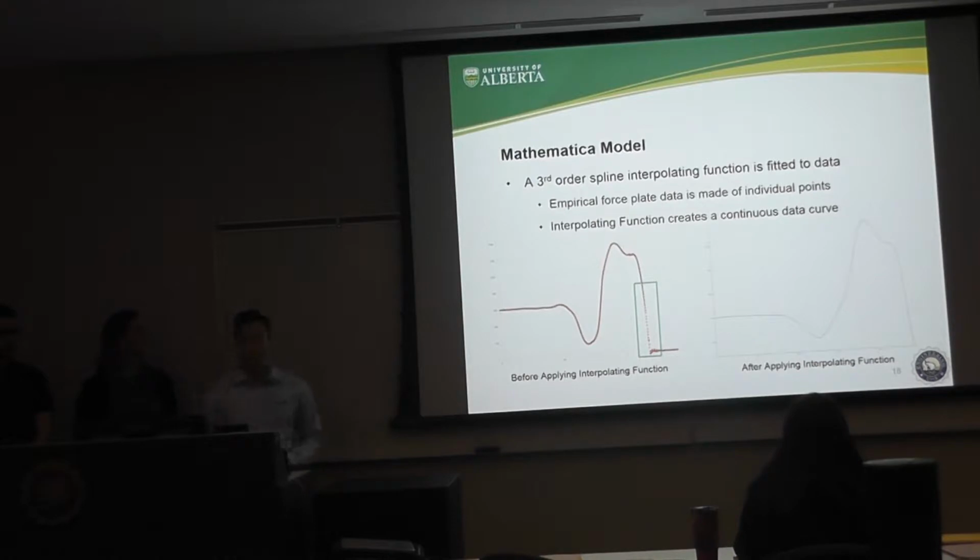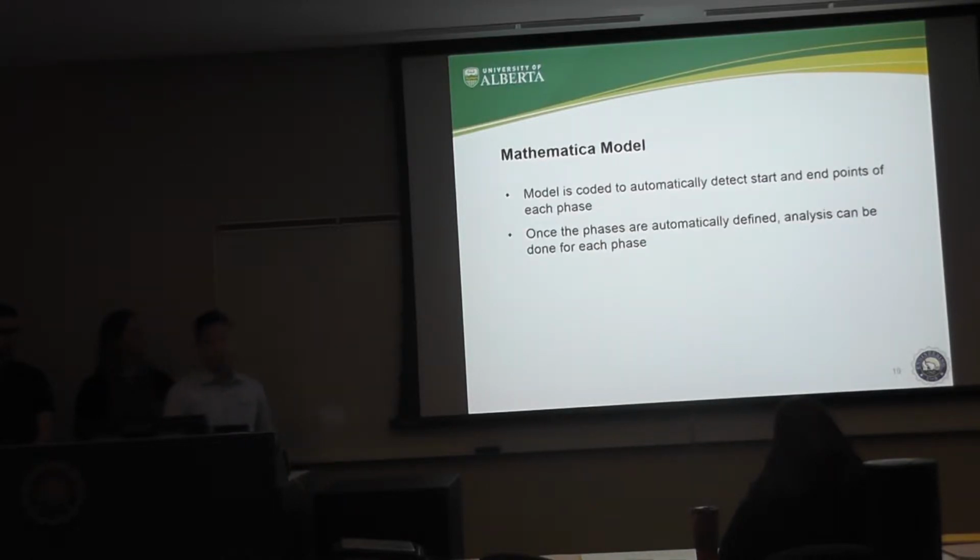Another issue that we ran into is that now we have smooth data, but our data is not continuous. So the raw data are just thousands of points that are plotted next to each other, but it is not continuous, as you can see that it's not a continuous curve. So we use the interpolating function in Mathematica, which essentially fits a third-order spline between every 2 points, and it creates smooth data now that we can integrate and take the derivatives of in order to analyze and get the variables that we need.